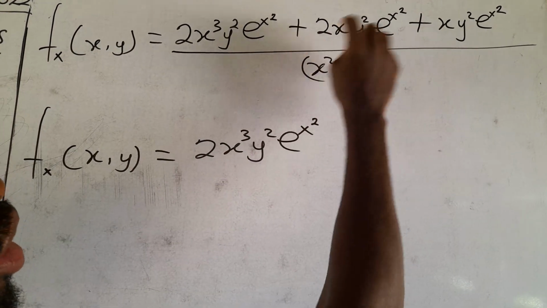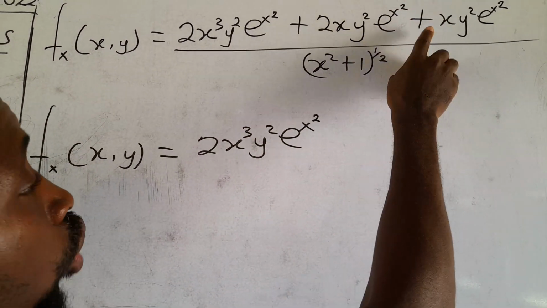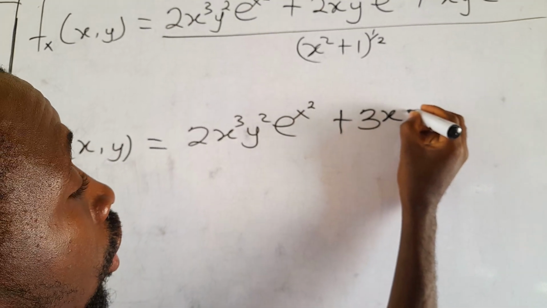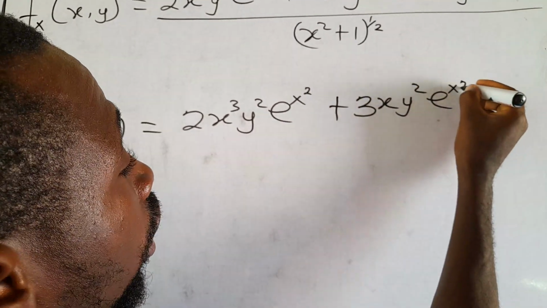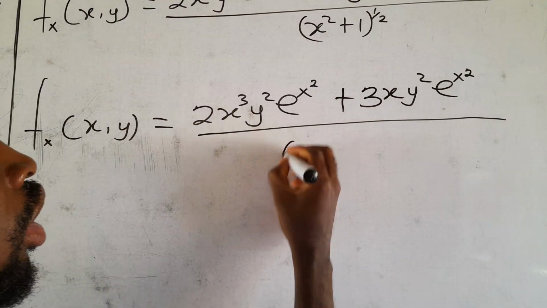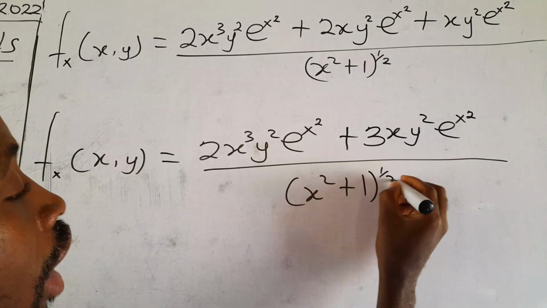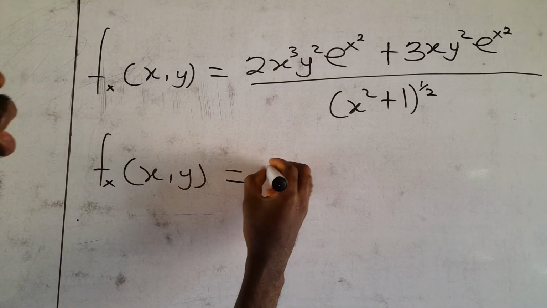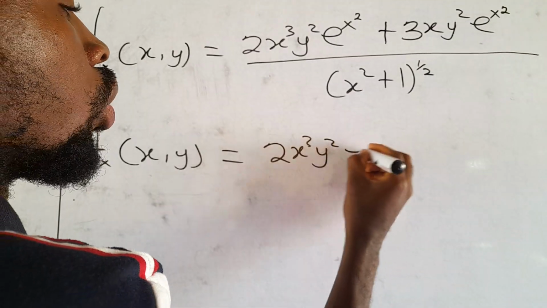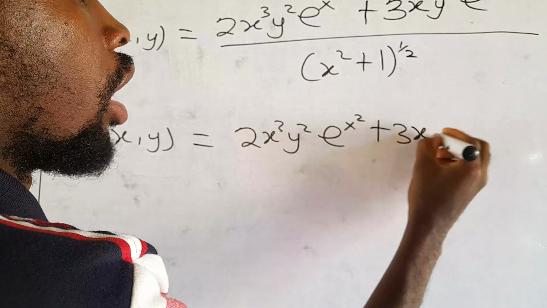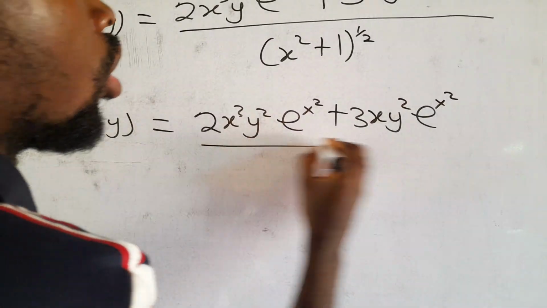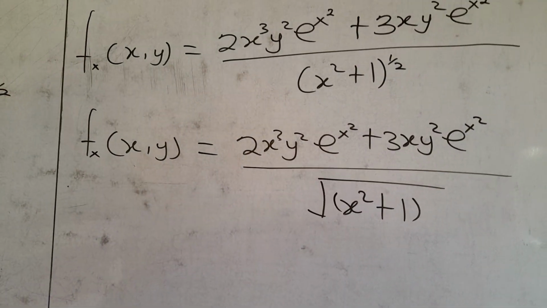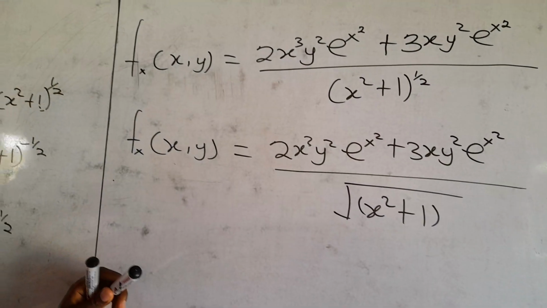Then these are like terms. So 2xy squared e exponent x squared plus xy squared e exponent x squared will be 3xy squared e exponent x squared. I hope you get that. Then all over x squared plus 1 exponent half. So we can conclude that the partial differentiation of the function with respect to x will be equal to 2x cubed y squared e exponent x squared plus 3xy squared e exponent x squared all over the square root of x squared plus 1. Remember, x squared plus 1 exponent half is the same as the square root of x squared plus 1. I hope you get that.